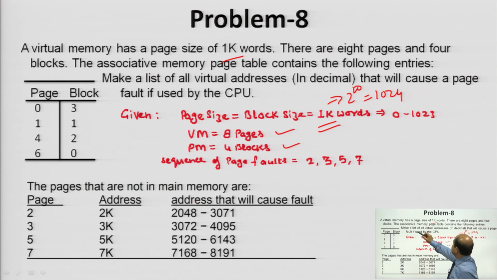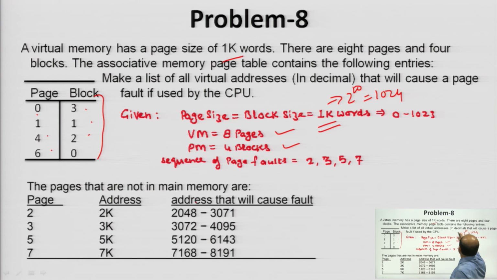Now, what is given next? The associative memory page table contains the following entries. This entry is given because this page is available in block number 3, page number 1 is available in block number 1, page number 4 is available in block number 2, and page number 6 is available in block number 0. So, you can see only 4 pages can reside in main memory in different blocks. The remaining pages will come under page fault, or are not available in main memory.